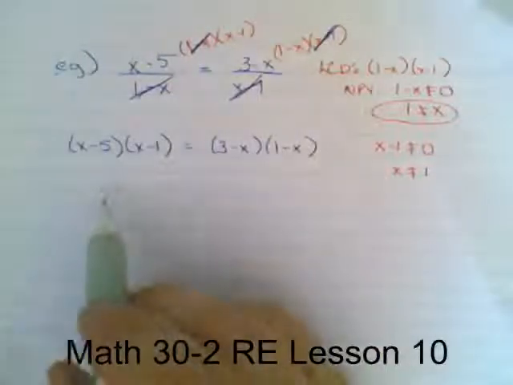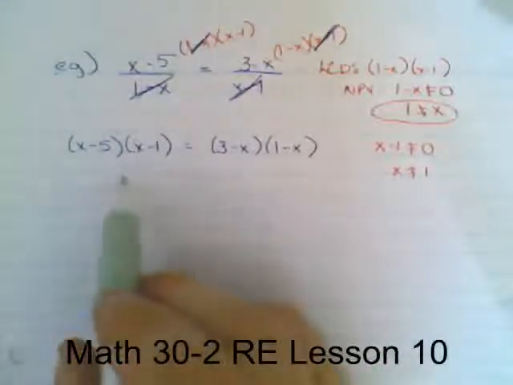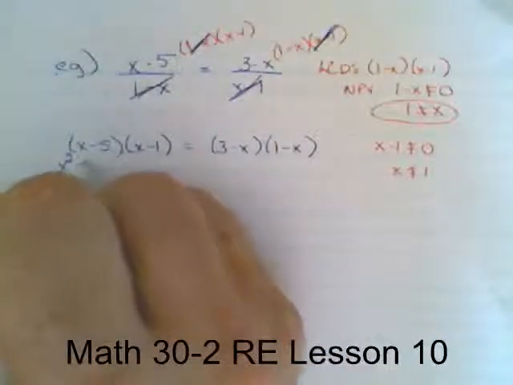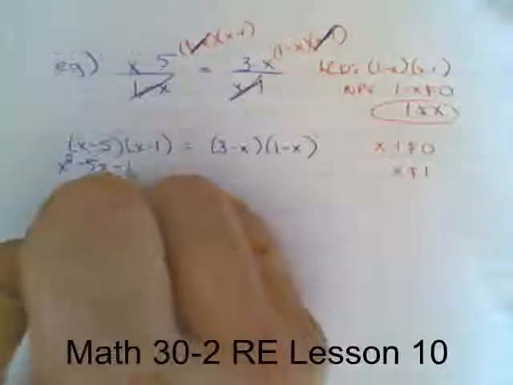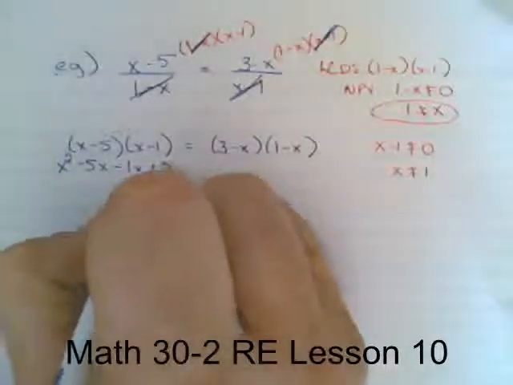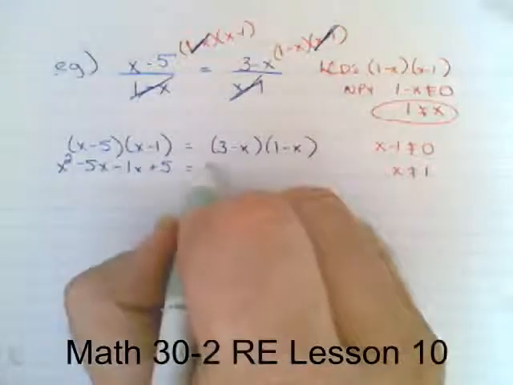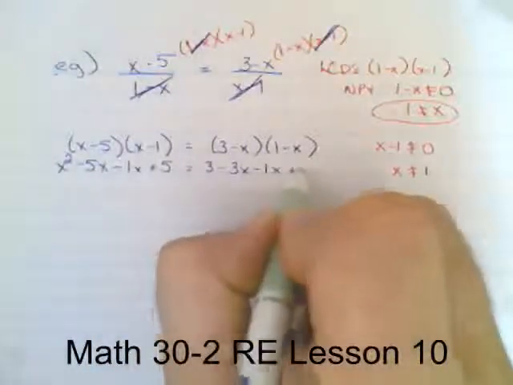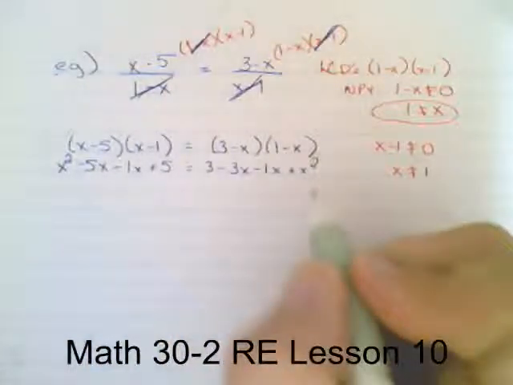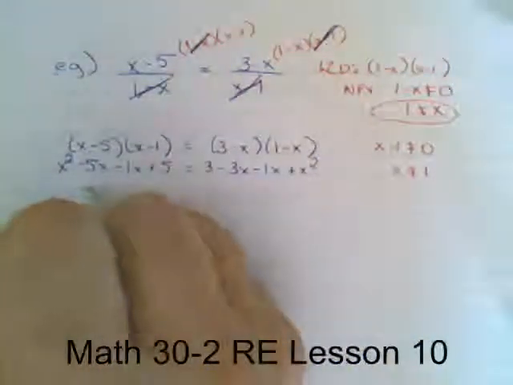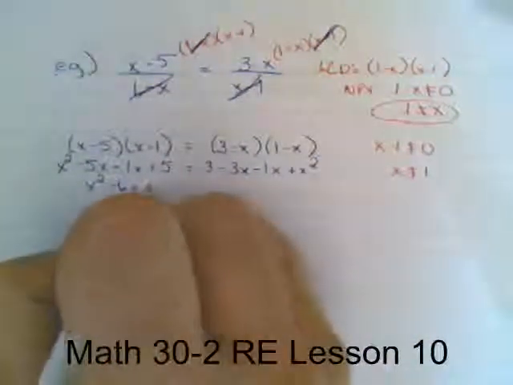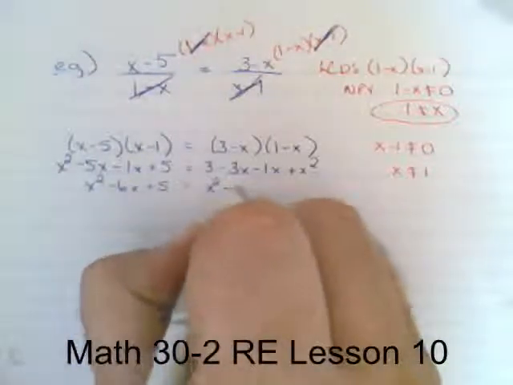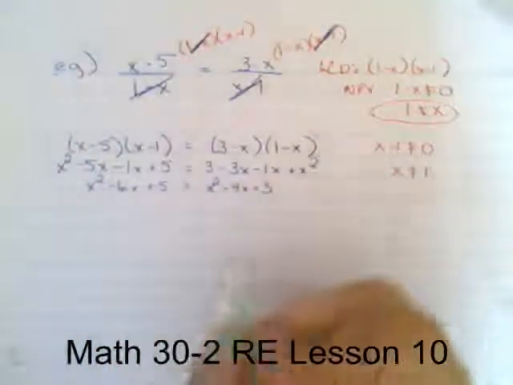Now once again, as I've been saying all along, if you don't know what's going on with these multiplications, please let me know. I'm going to end up with x squared minus 5x minus 1x plus 5. On this side I'm going to end up with 3 minus 3x minus 1x plus x squared. Okay, cleaning that up, I'm going to get x squared minus 6x plus 5. And on this side I'm going to get x squared minus 4x plus 3.